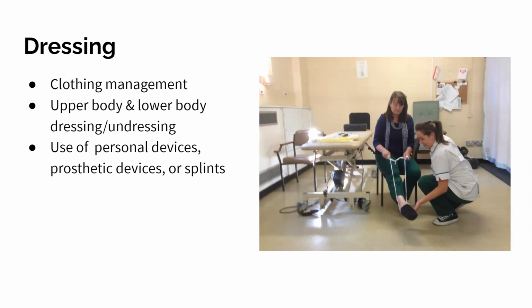Like we see in this picture, the therapist is helping the client use a sock aid to put on a sock. This is used if there is decreased hip flexibility. And then an occupational therapist can also teach dressing techniques, which may include a hemiplegic dressing. So if a person is unable to use one half of their body, this technique allows them to still dress themselves only using the functioning side.